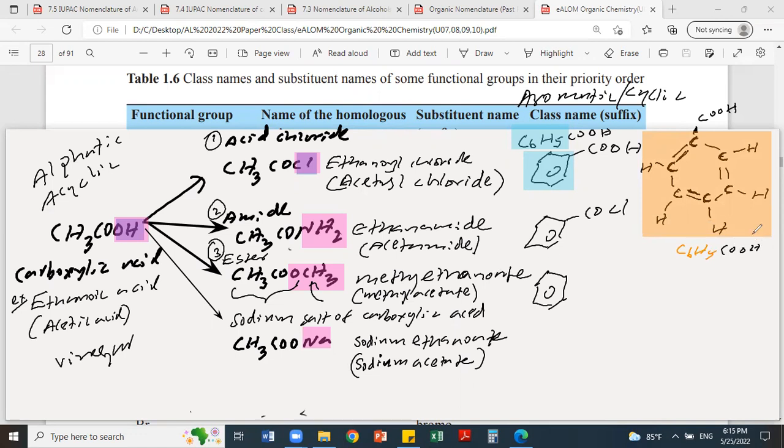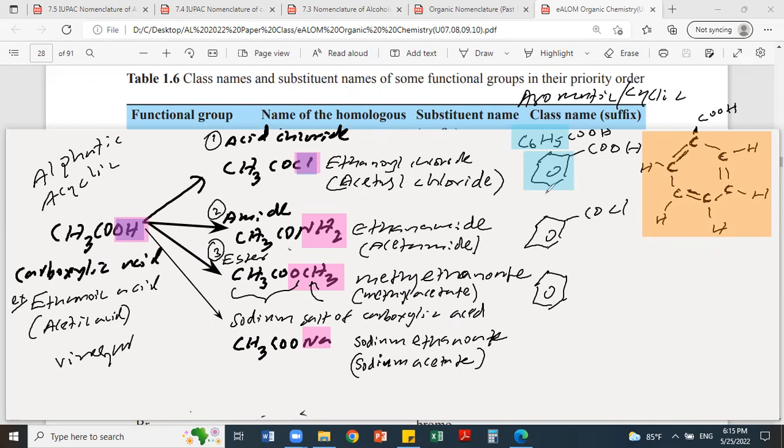This is an aromatic organic compound, or aromatic carboxylic acid. In the detailed class they will teach this in detail, but just to understand the name and the formula or the structure, if you only can copy down that.